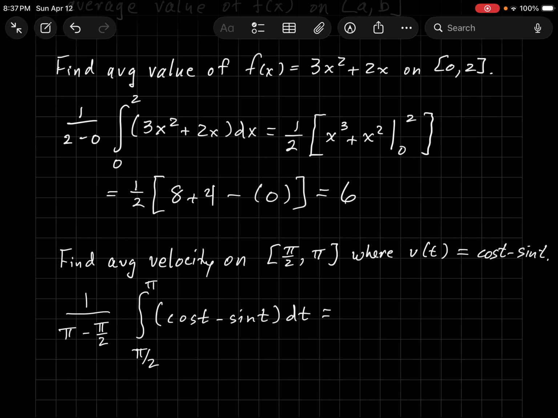Let's simplify this constant out front first. We get 1 over pi over 2, which is going to give us 2 over pi. Then times the integral of cosine, which is positive sine. And then the integral of negative sine is positive cosine, from pi over 2 to pi.